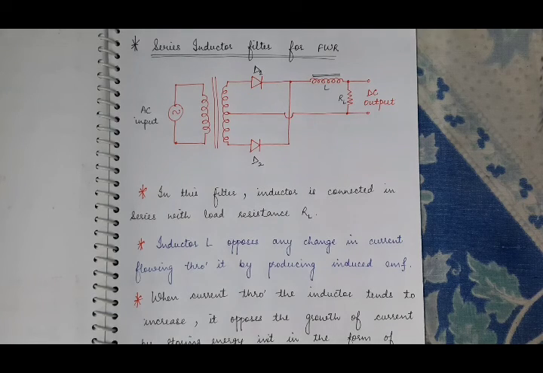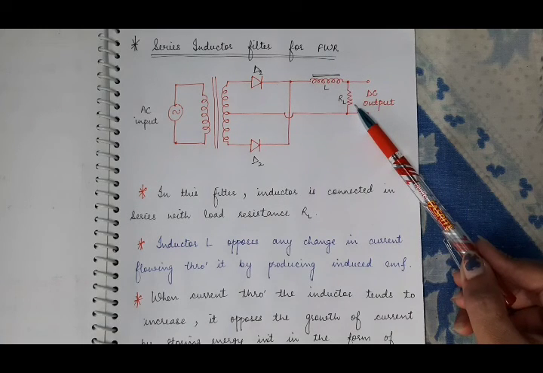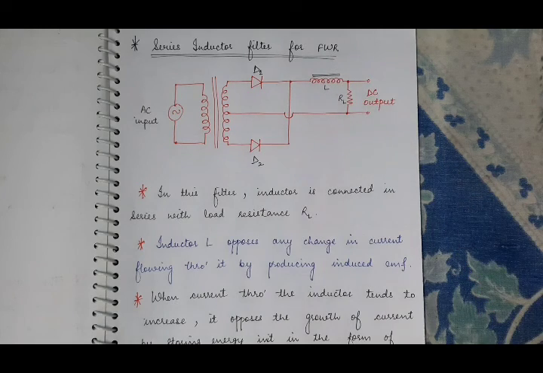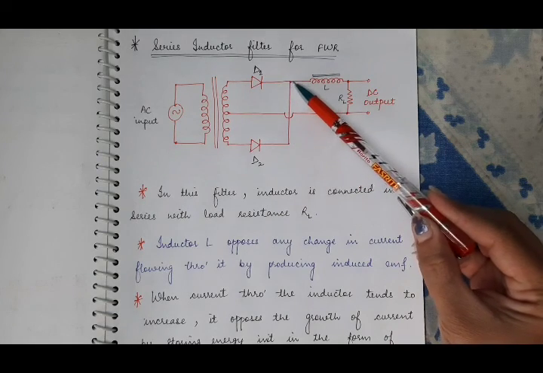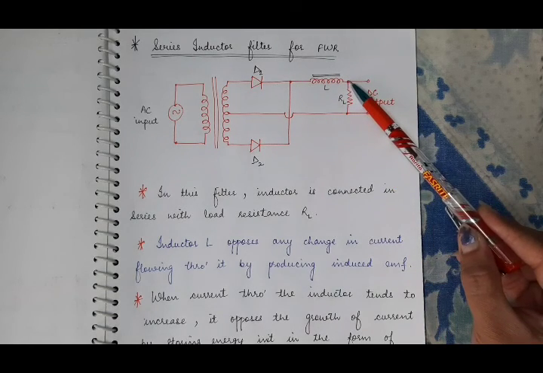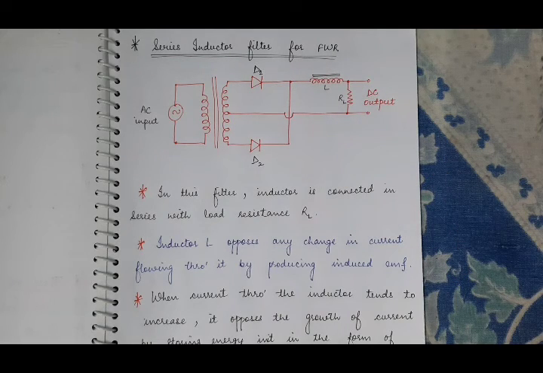So in this filter, the inductor L is connected in series with the load resistance RL. What is the function of this inductor? As you can clearly see, at this point the rectifier output contains both components, the AC component as well as the DC component. But at this point here, we have only the DC component. It means this inductor blocks the AC component but allows the DC component to pass through it. So what is its function?